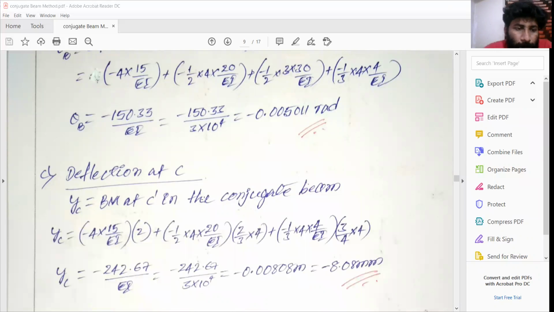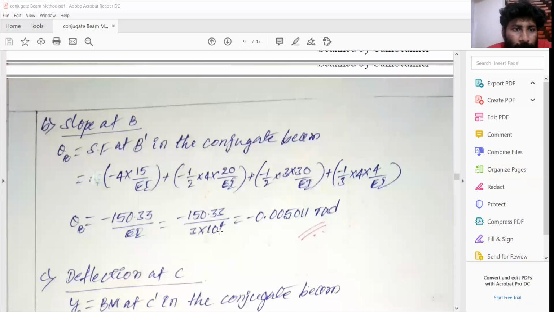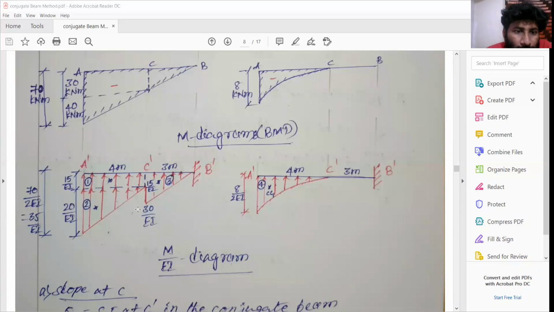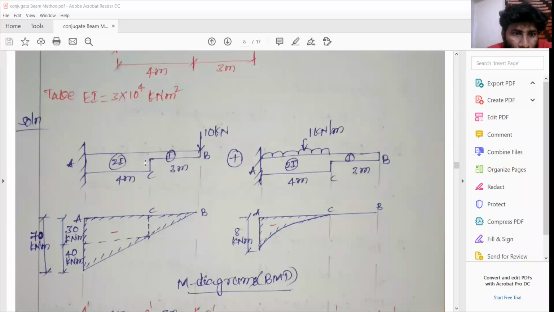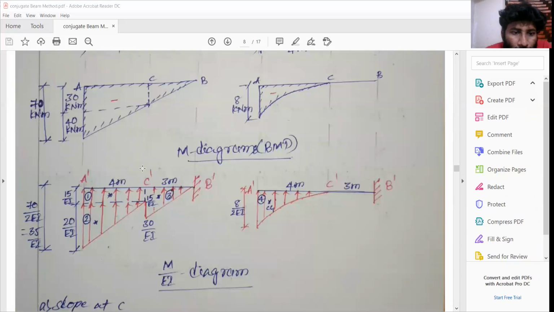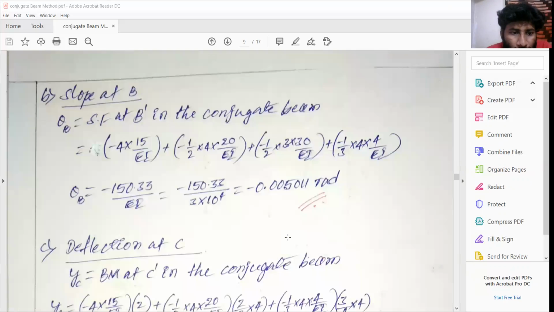Deflection at C. So deflection at C, that is YC, is equal to bending moment at C in the conjugate beam. Now you can come to here. I want to find the deflection exactly here. That will be obtained when we take the bending moment about C in the conjugate beam. So we see the values.